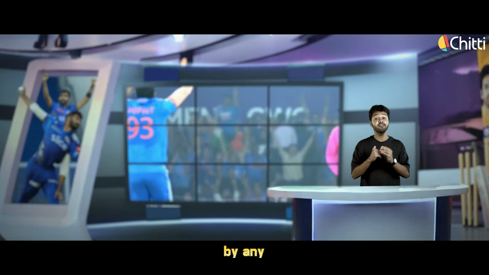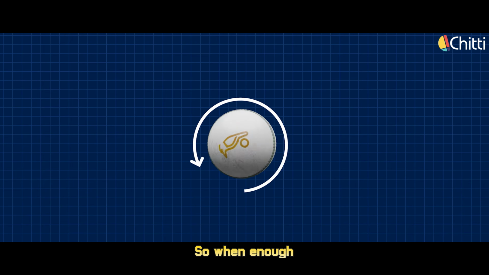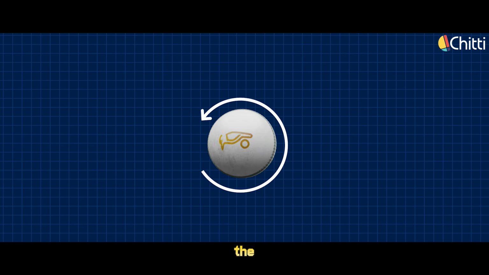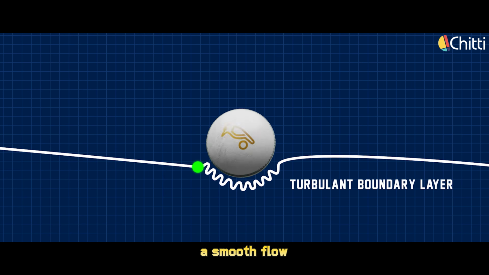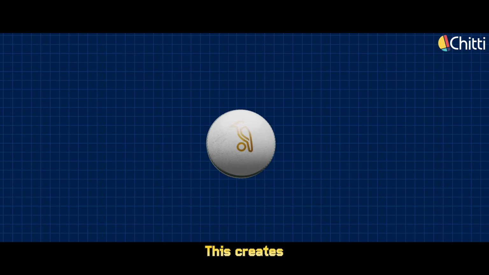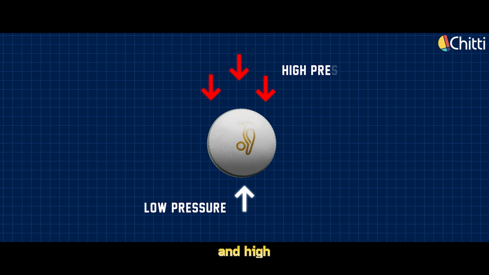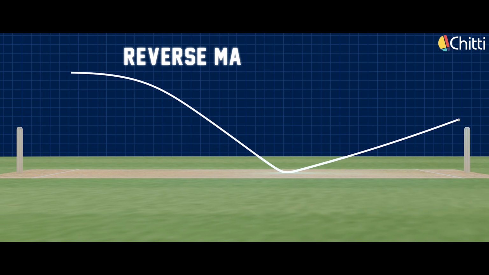This can be done by any fast bowler, but our Terminator Bumrah, when he bowls, he is able to generate a lot of backspin through his unique sling shot arm action. So, when enough backspin is imparted, the Magnus Effect is reversed. Enough backspin will create turbulence on the lower part of the ball as the air strikes the ball, and there is a smooth flow created on the top. Here, flow separation is slower in the turbulent region compared to the laminar flow. This creates a low pressure region on the lower side of the ball and high pressure region on top. This means that the direction of the force is reversed and the ball will start to move in a downward trajectory. This is known as Reverse Magnus Effect.